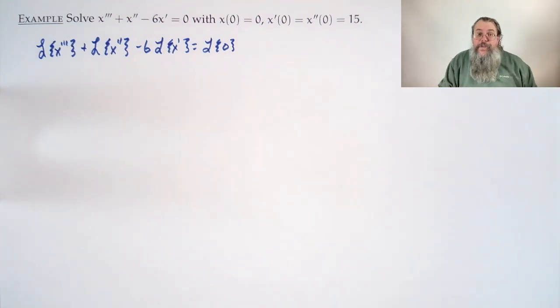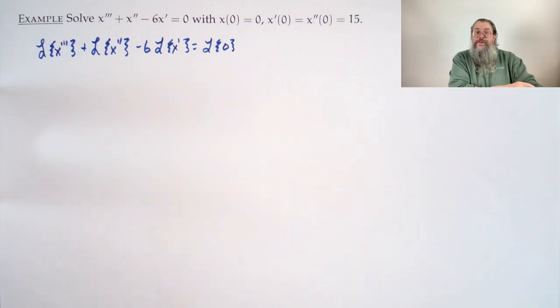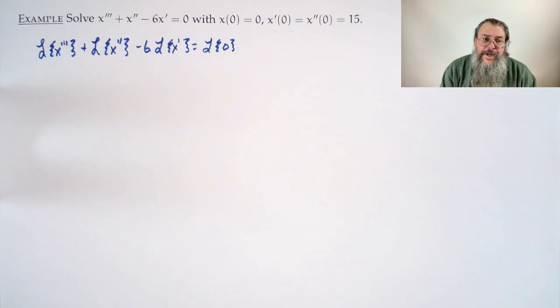Now the Laplace transform of 0 is 0. I mean, you'd want that to be the case. Essentially, anytime something is linear, 0 goes to 0. It's very nice that way. We like 0. 0's a friend.